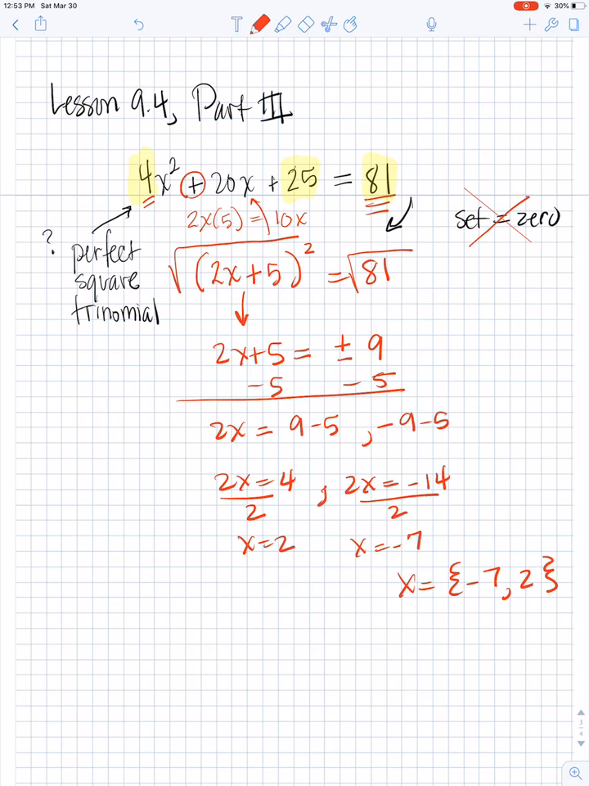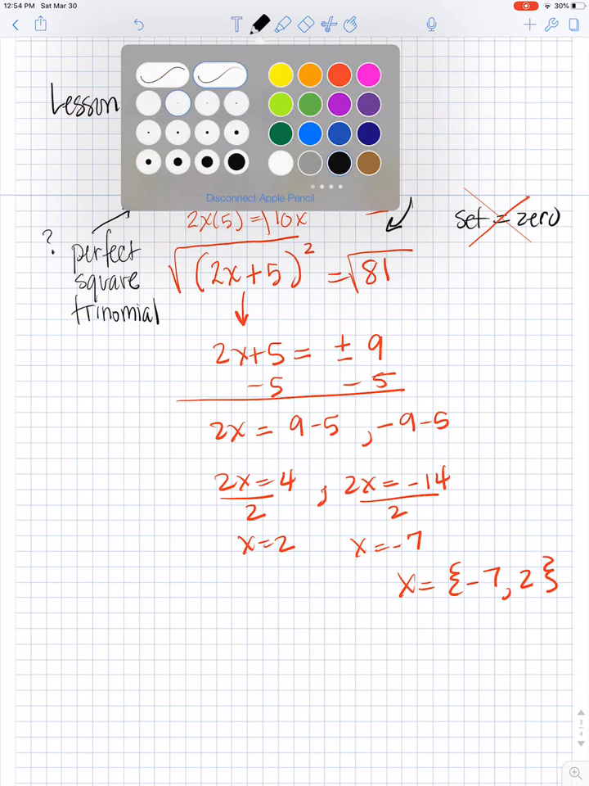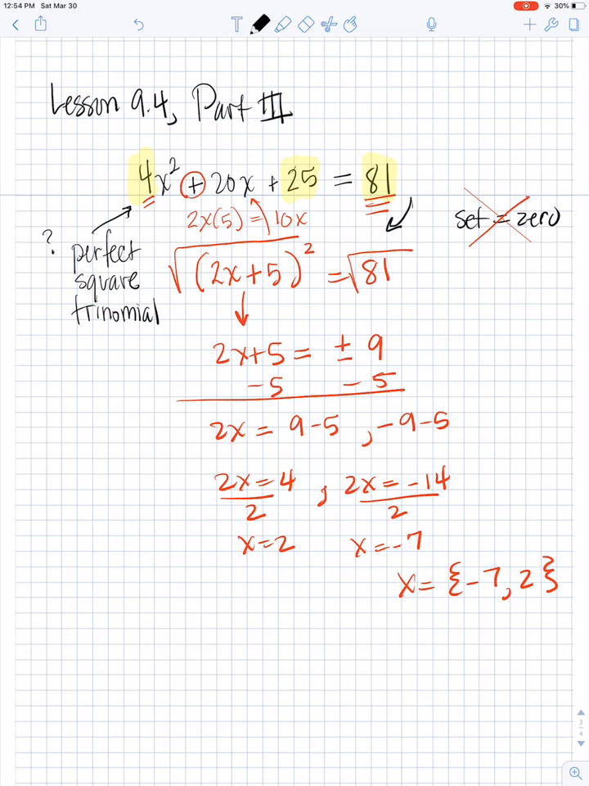So when you're solving through factoring, you don't always want to set this thing equal to 0, especially if there's a perfect square trinomial involved. But let's look at another example. Sometimes you're going to have to factor quadratics that don't have a leading coefficient of 1. So here's one last example for you to think about.